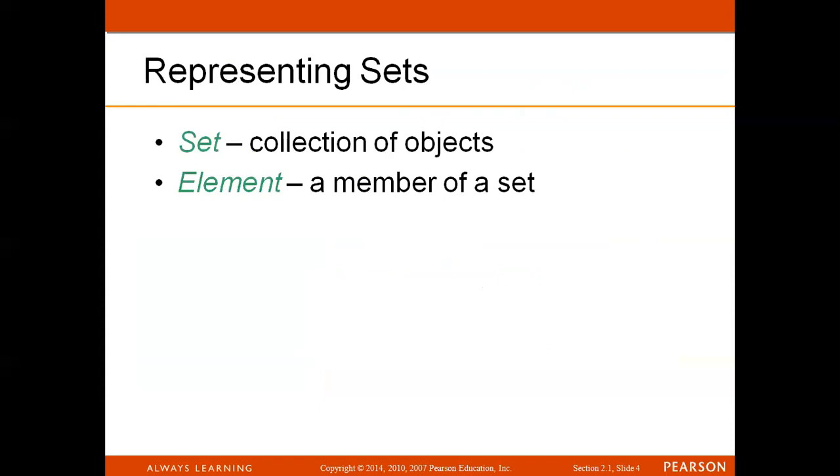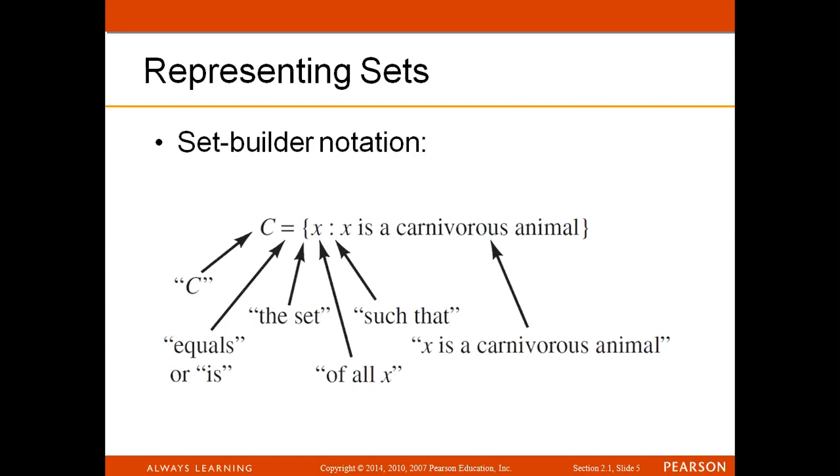Representing sets. A set is a collection of objects. An element is a member of a set. In set builder notation, we write a set like so, and we read the symbols. C is the set of all x such that x is a carnivorous animal.